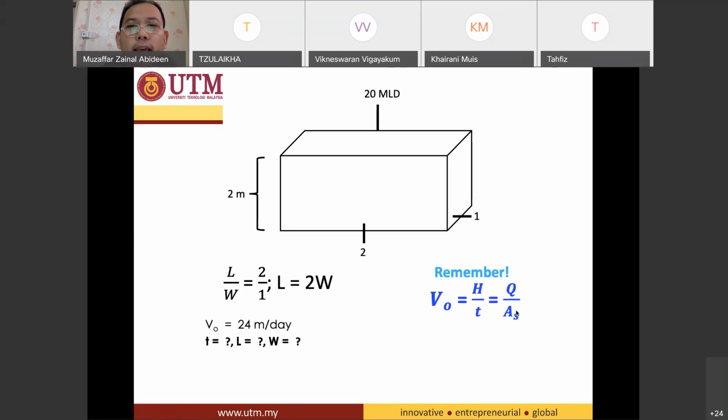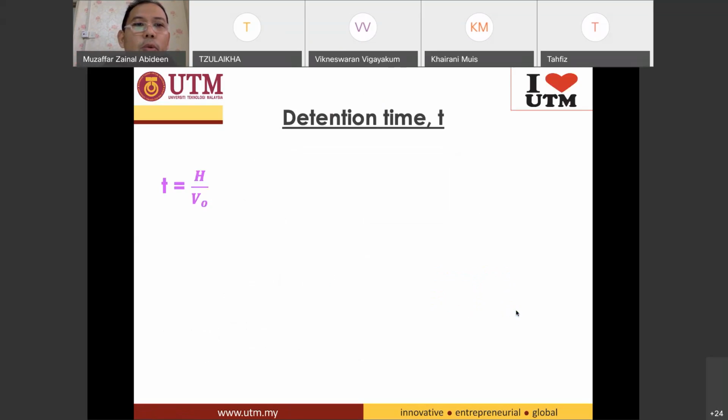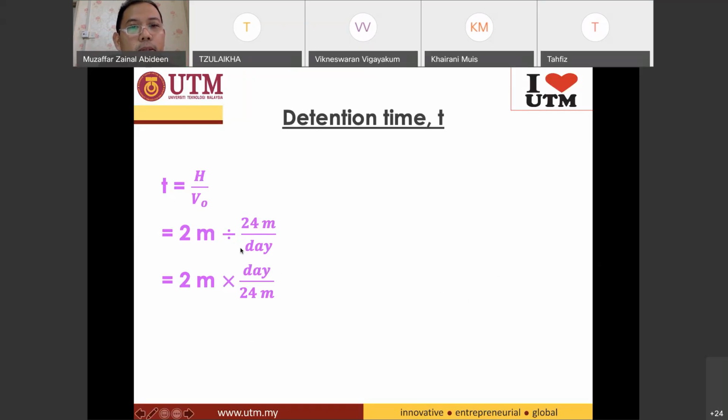Right. So T is equal to H divided by V naught. Our H was 2 meter divided by this value, 24 meter per day. You have to turn it upside down when you multiply. So meter and meter cancel, and you get 2 divided by 24, which is actually 1 divided by 12.